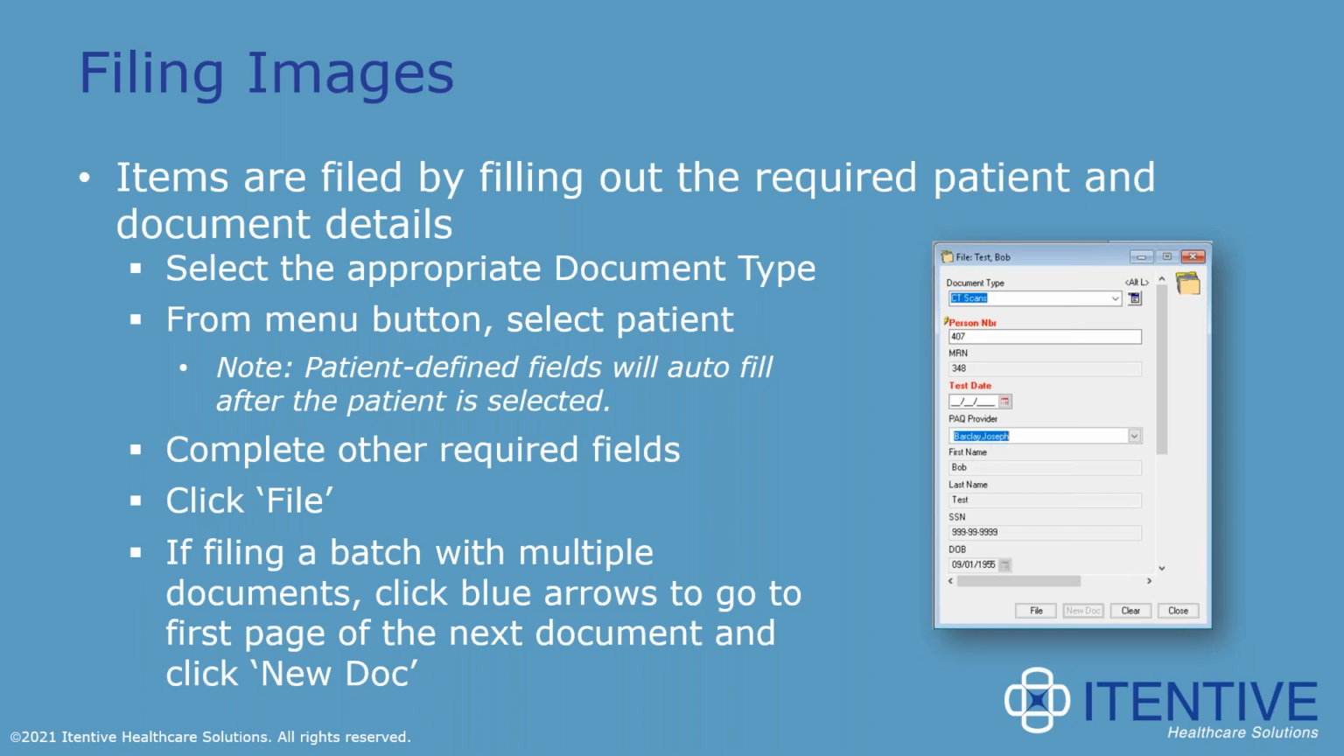So you could actually go to the first page of what would be the next document, and then on our filing window, you would click New Doc. So then that is going to tell NextGen that this is where our new document starts, and then we can go up and we can select our filing information again. So again, that document type, patient information, and all of our required fields.